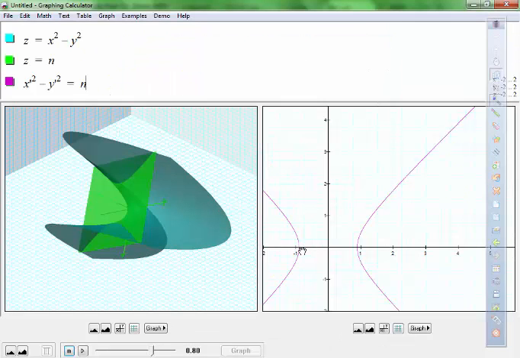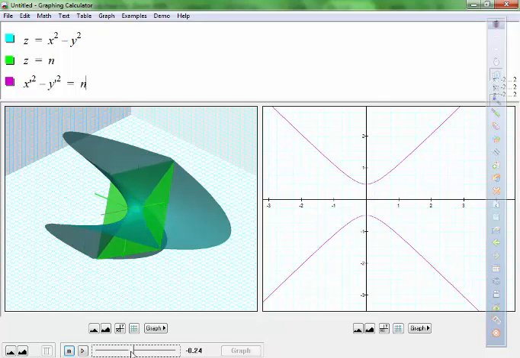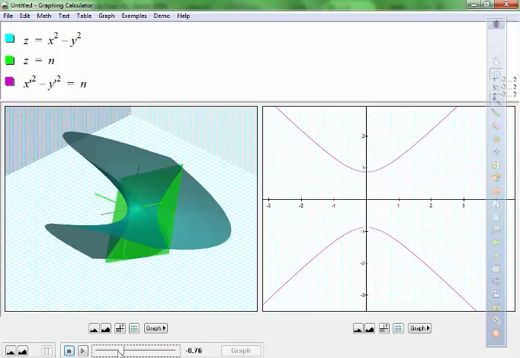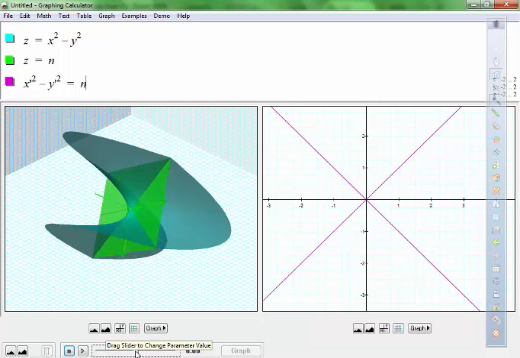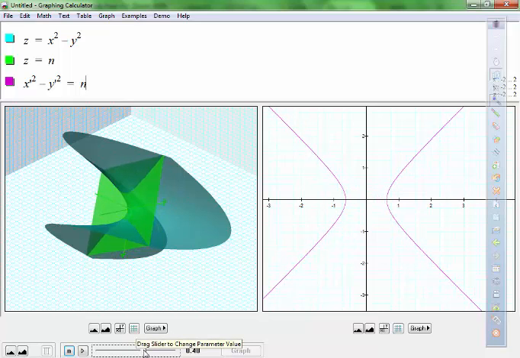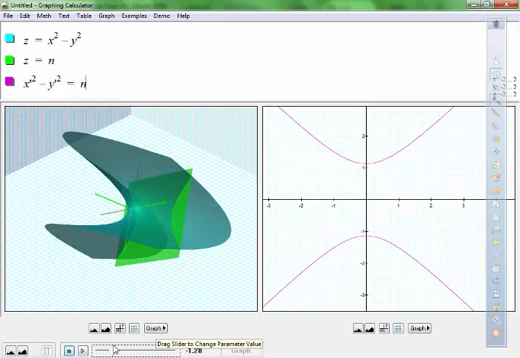So the graph on the right-hand side gives you the trace image of the intersection that you're getting from the plane and the surface. And as I move that plane around, you're going to get different images. So right at 0, you're going to get those two lines that we had drawn. And when we go greater than 0, we're going to get those hyperbolas opening sideways, and if we go less than 0, we're going to get those hyperbolas opening up and down.